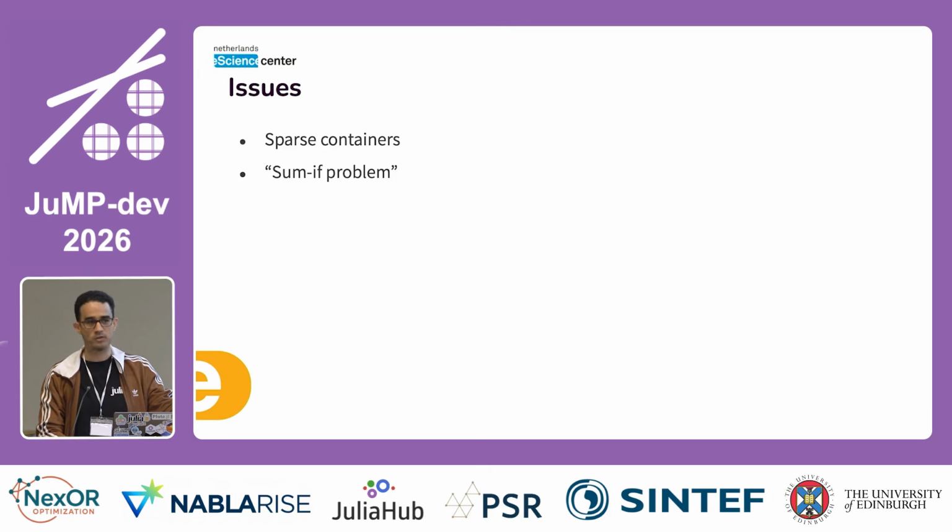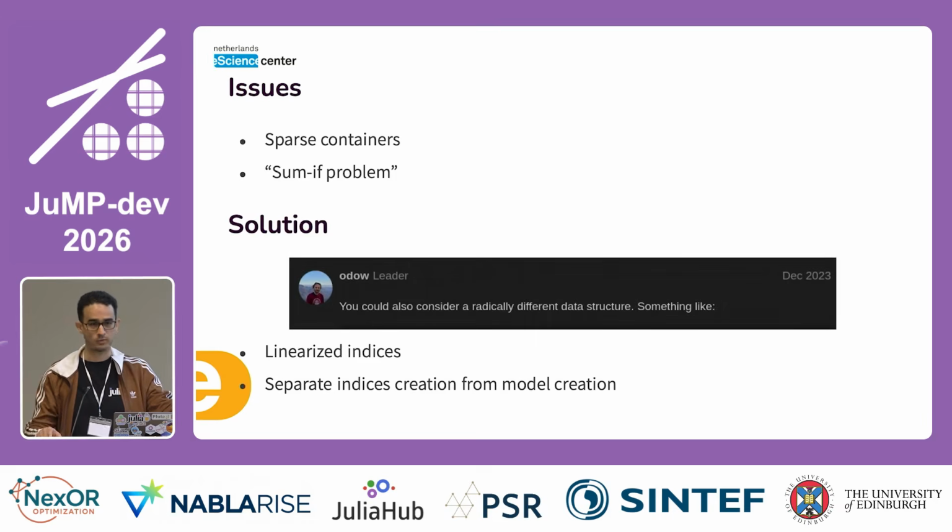So we asked around what could we do. And of course, this is the sum-if problem, so you handle it like this. But we also had a radically different idea from Oscar. And it was essentially use data frames to store the indices and do data manipulation before you get to the model. So essentially, the whole idea started from that post.